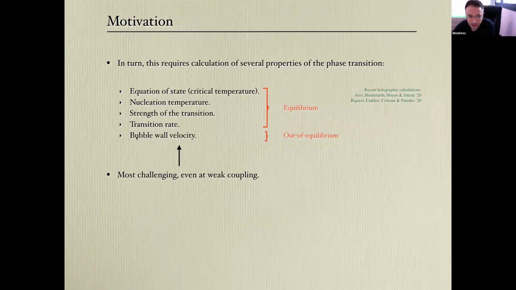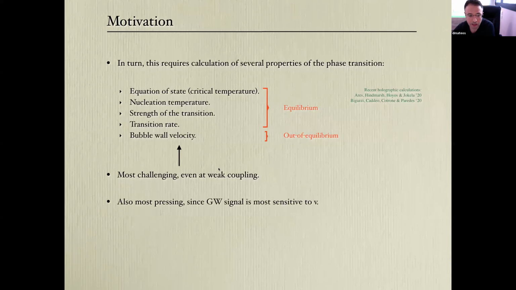Now, this bubble wall velocity turns out to be actually the most challenging to compute, and the reason is that this is an out of equilibrium property. Because once the bubble wall is expanding, there's some friction in the medium outside, in the disfavored phase, that gets heated as the wall expands, and so on and so forth, and this is all out of equilibrium physics, and as we know, out of equilibrium physics is much harder to compute or to understand than equilibrium physics. So this is challenging even in weakly coupled theories.